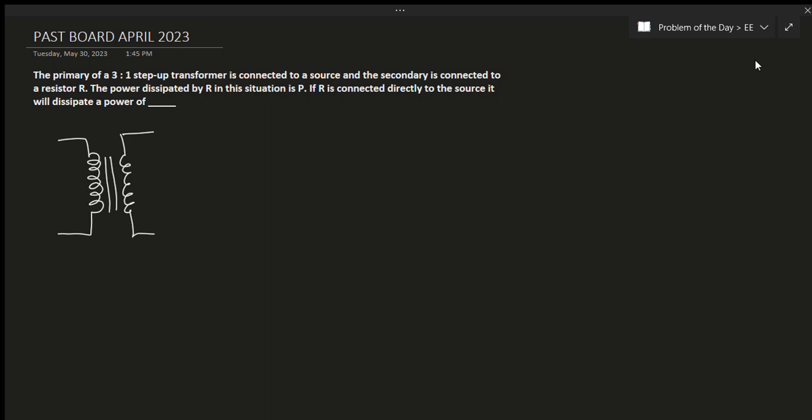Here's the problem. The primary of a 3 to 1 step-up transformer is connected to a source, and the secondary is connected to a resistor R. The power dissipated by R in this situation is P. If R is connected directly to the source, it will dissipate a power of blank.